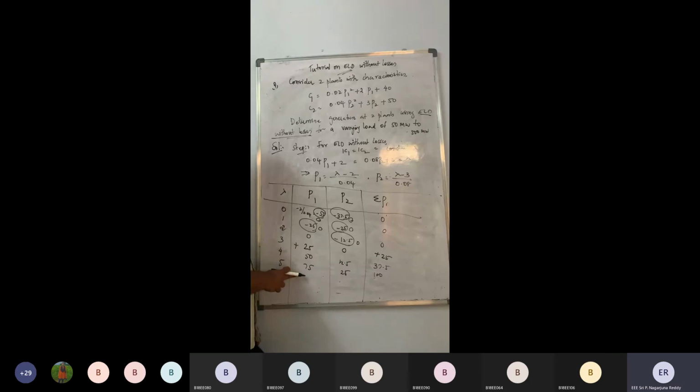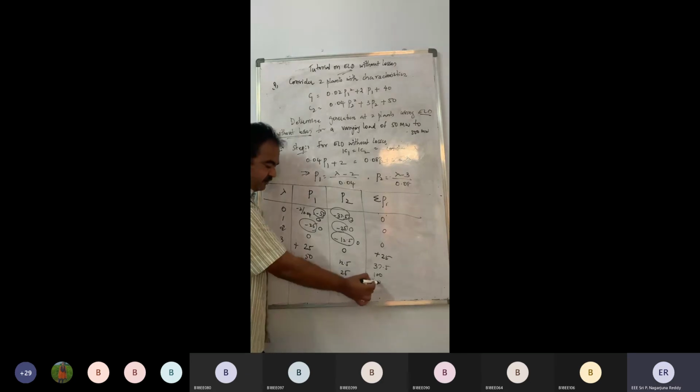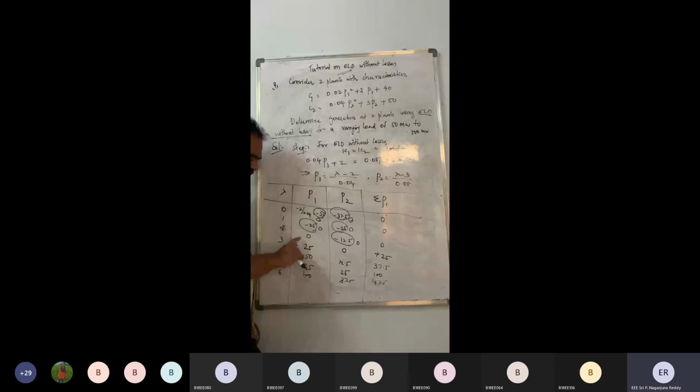Anybody calculating? Yes, sir. Since these are linear equations, I am writing down the values according to how much the increment is. Next I go with 6. This will be 100. This will be 37.5 and it will be 137.5. See, these are linear proportions.